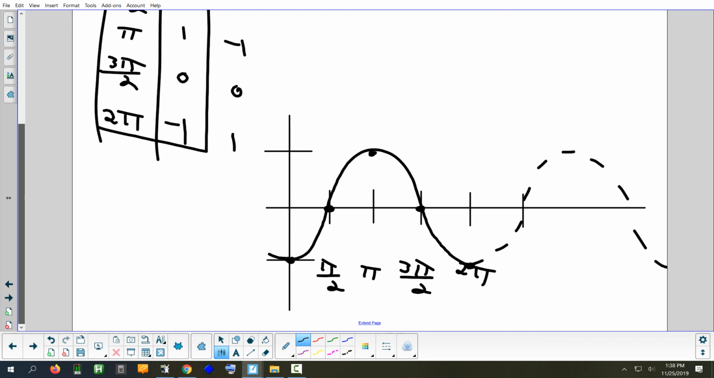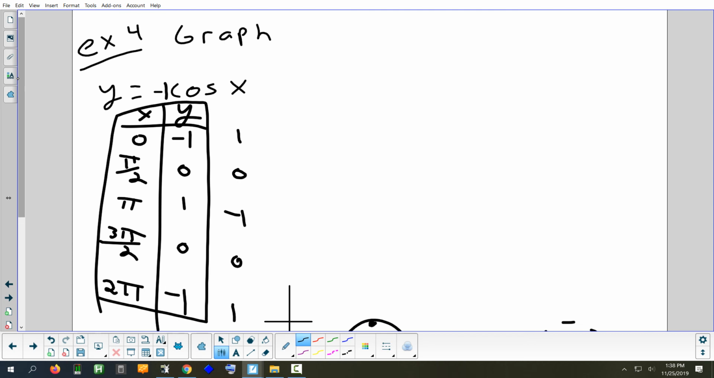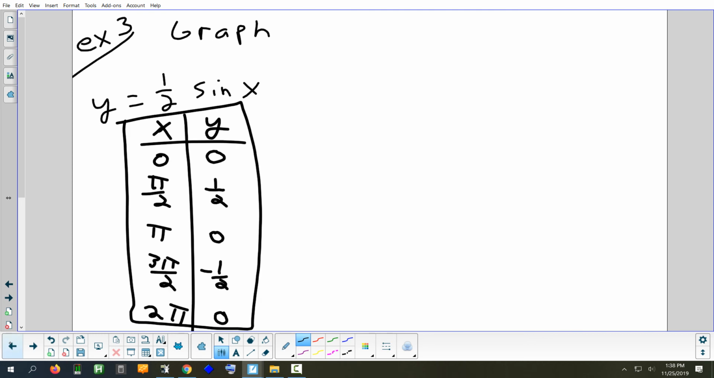Okay, so we've done both the shifts. We've done the vertical stretch. The last one we will do is the horizontal stretch. But one question first. What's the amplitude here? 1/2. Yeah. What if I did this? Still 1/2. Okay.